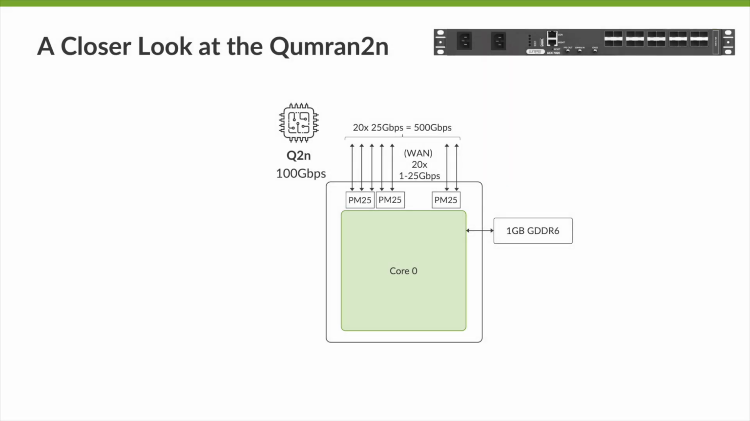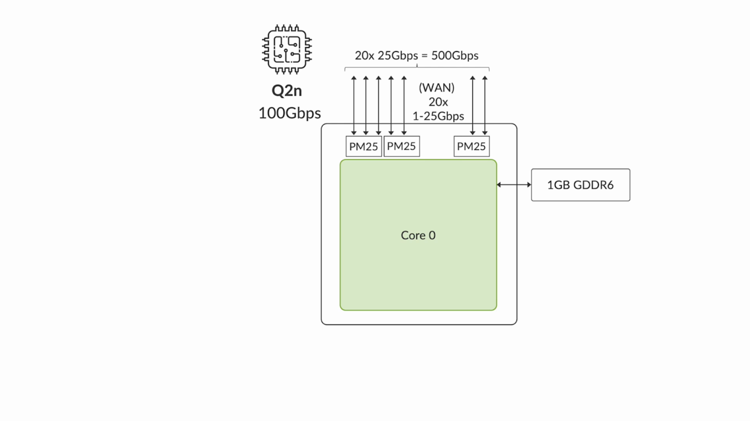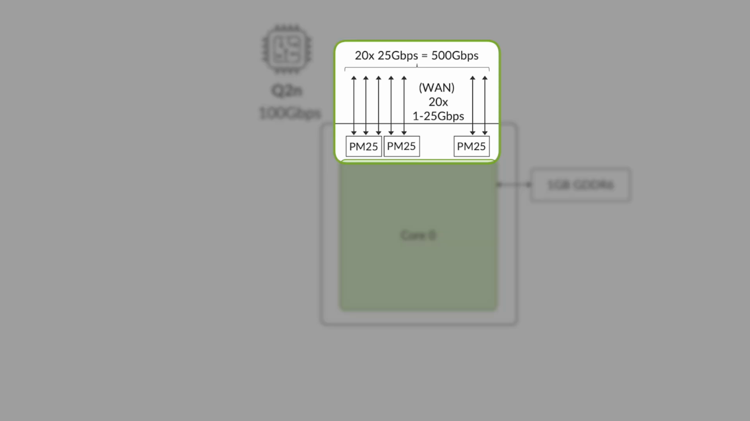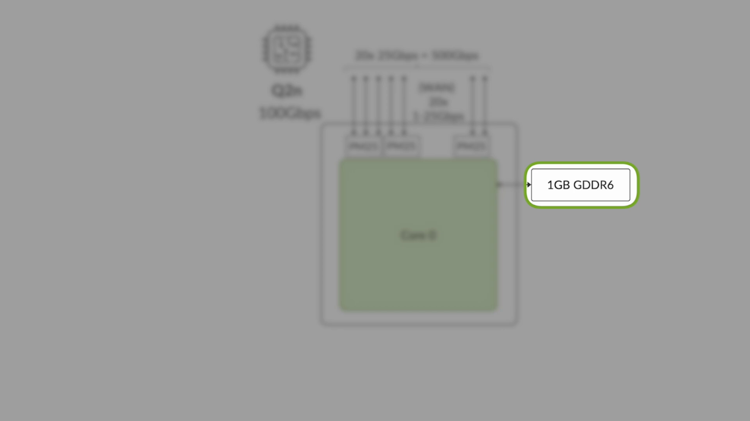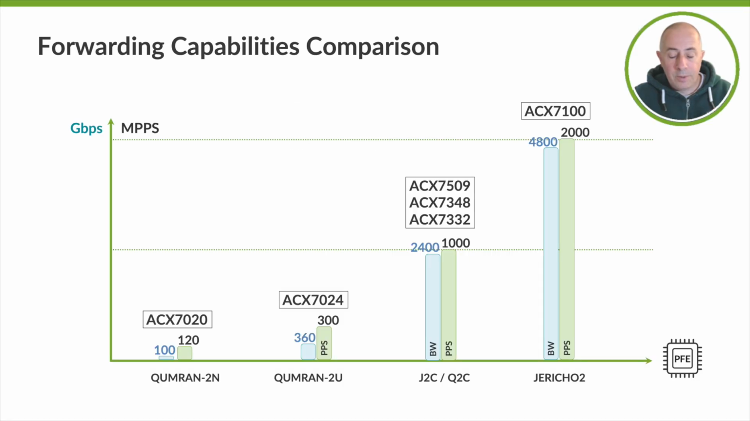Finally, the smallest one in our portfolio is the Qumran 2N. This is a 100 gigabits per second chipset, single core, with 20 links up to 25 gig. And that is also using an external graphics memory, GDDR6 of 1 gigabyte. If you compare with these diagrams the different types of bandwidth, you can see both PPS and gigabits per second. So you can see there is a large variation between the biggest one and the smallest one.